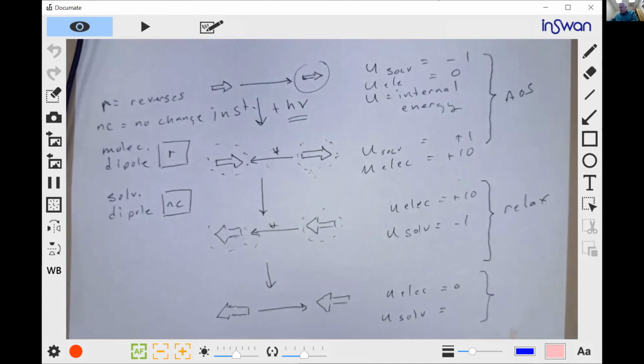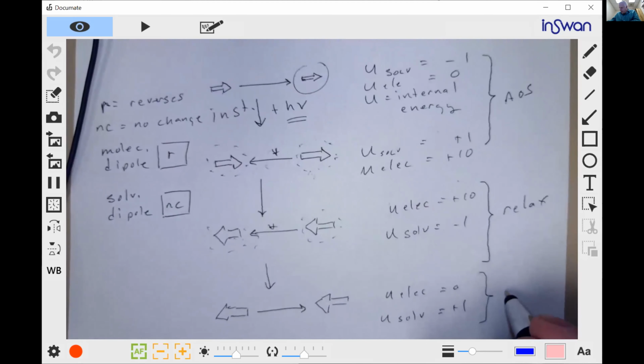Okay. So yes, the solvation energy now will be plus one. And you should know this, Mina, because this is classic. You know what it is, like thermodynamic or something like that.